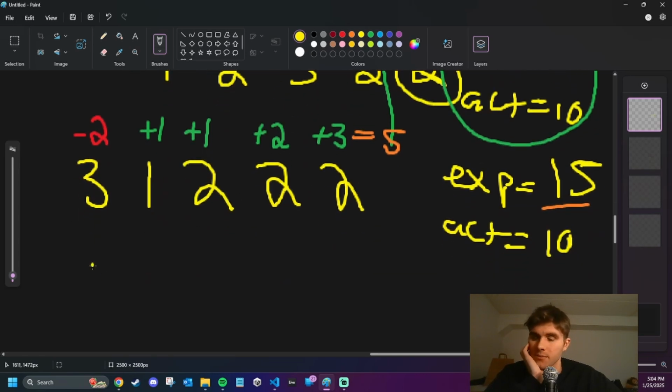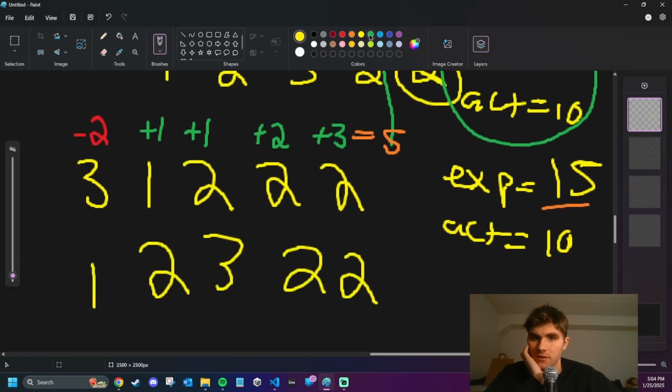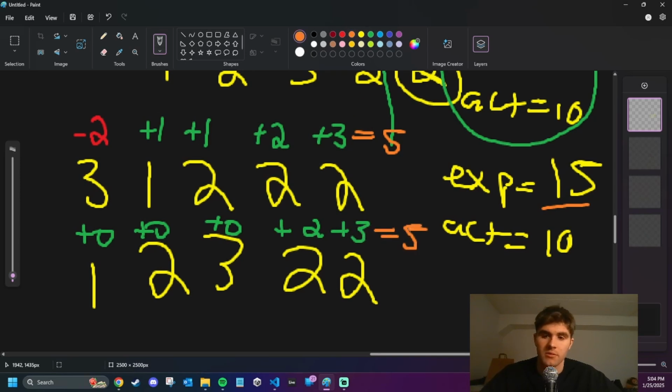And then do you get the same score if you rearrange them differently? So this one is good. This one's good. This one's good. This one needs to be +2. And this one needs to be +3. Okay, so this might be able to work with this.